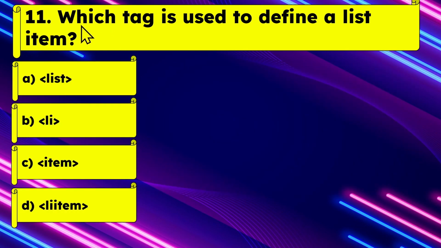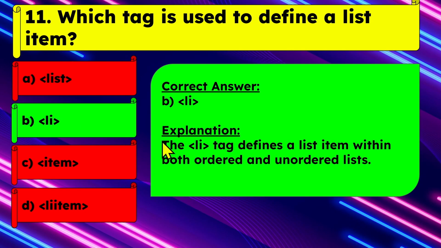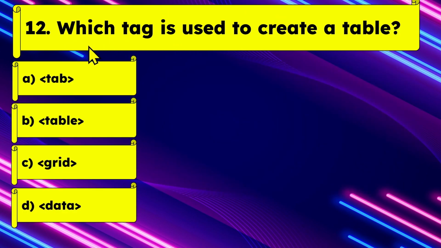Our next question is, which tag is used to define a list item? It is talking about item of a list. So here we have our four options. Option A says list, option B li, option C item, or option D li item. So here the correct answer will be option B. The li tag defines a list item within both ordered and unordered lists. Our next question is, which tag is used to create a table?